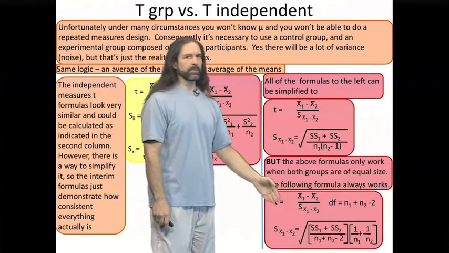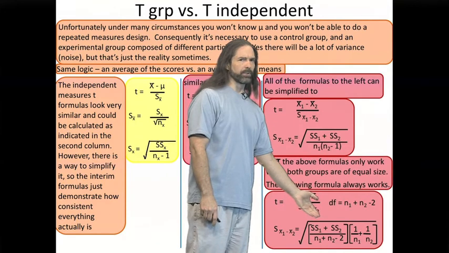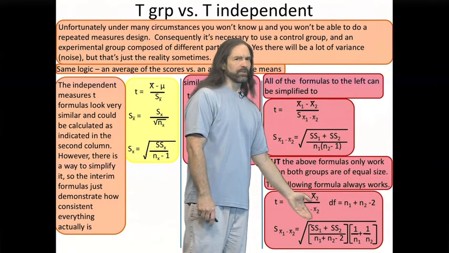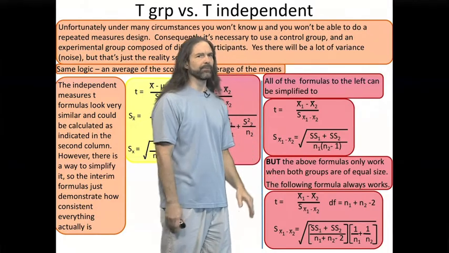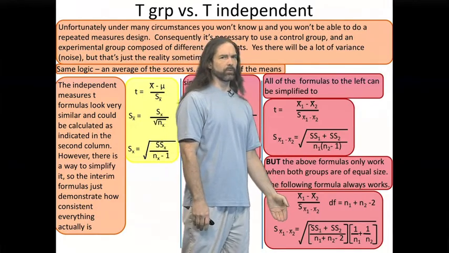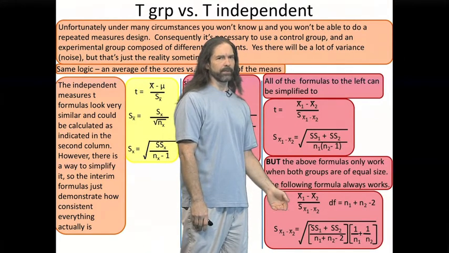So note that I still have sum of squares for group 1 and sum of squares for group 2 in this formula. I've just made some slight changes to how the ends are arranged, and now it works fine every time. This one will always get you to the standard error of the difference, and the numerator is the same, divided by the standard error of the difference.